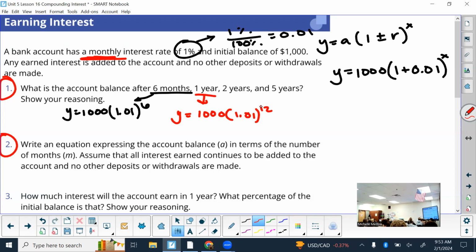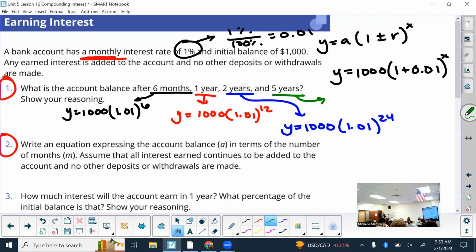Table 8, what would the exponent be for 2 years? 24. All right, nothing else is changing, only the time frame. And then table 9, what about in 5 years? What's my exponent gonna be? 60.